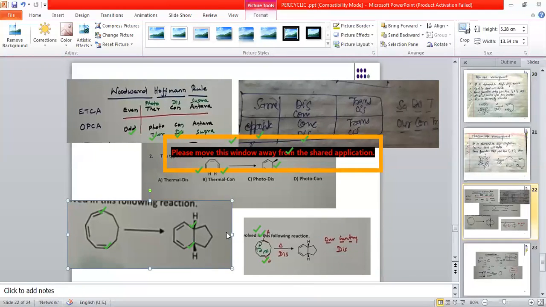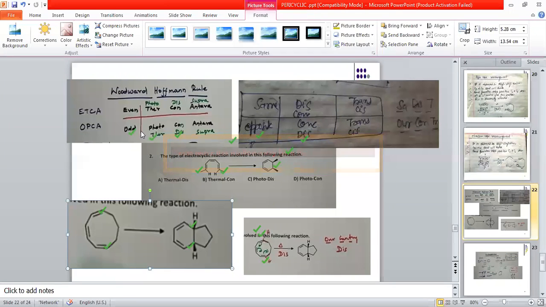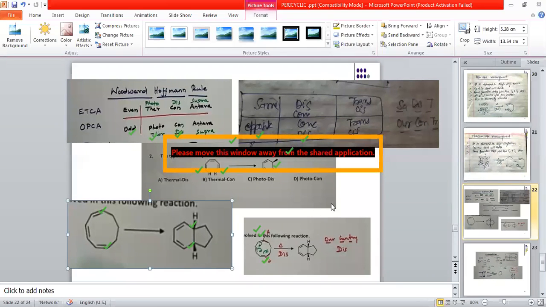Now we have to see whether this is thermal or photochemical. For that, we have to see how many pi bonds there are. There are 3 pi bonds, so again it will be an odd number. Your particular rotation is your con rotation. Con rotation means your particular condition, so here the condition will be photochemical and the rotation will be con rotation.